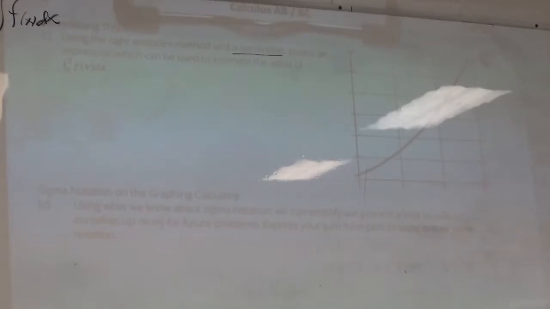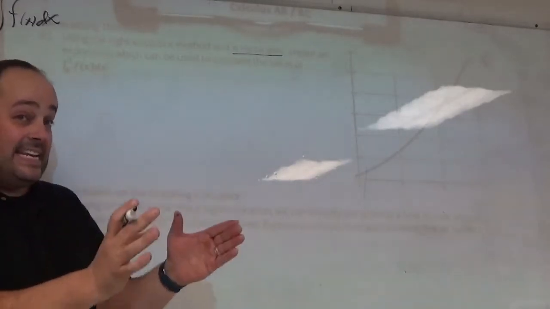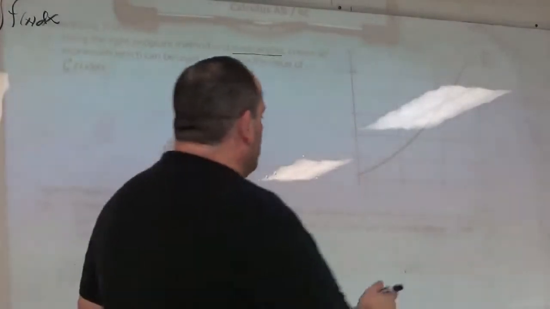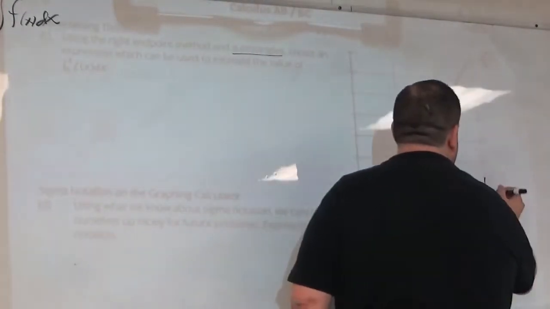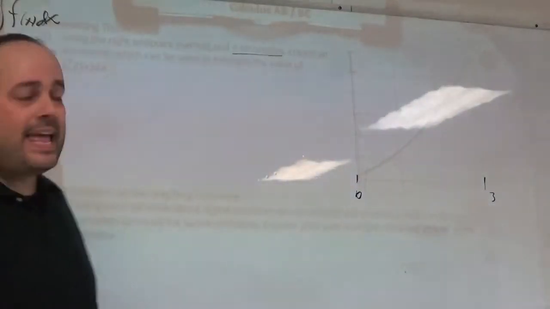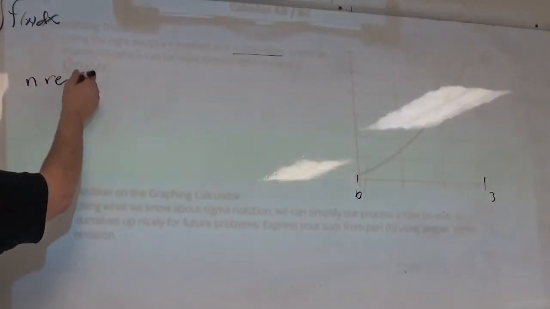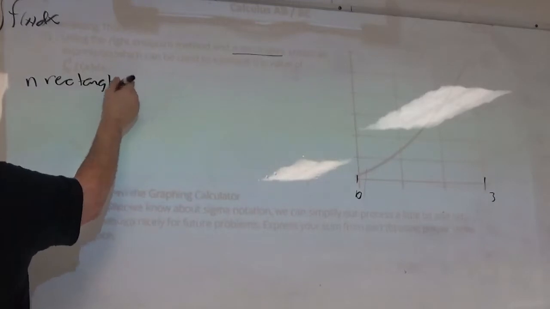Yeah? Wait, can't you just do 3/8 times, like for the last problem, since there was 8 rectangles, couldn't you do like 3/8, let's say it was like the second rectangle, can't you do 3/8 times 2? Okay, hold that thought for a little bit, because you're focusing on the 8. I want to go from 0 to 3. How many rectangles? N rectangles of equal width.